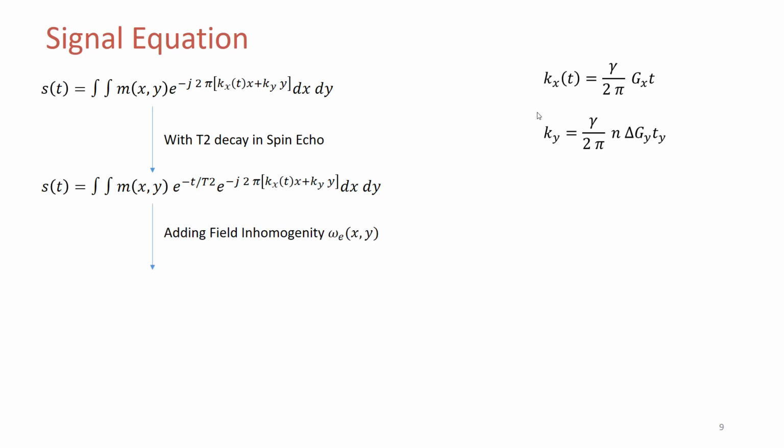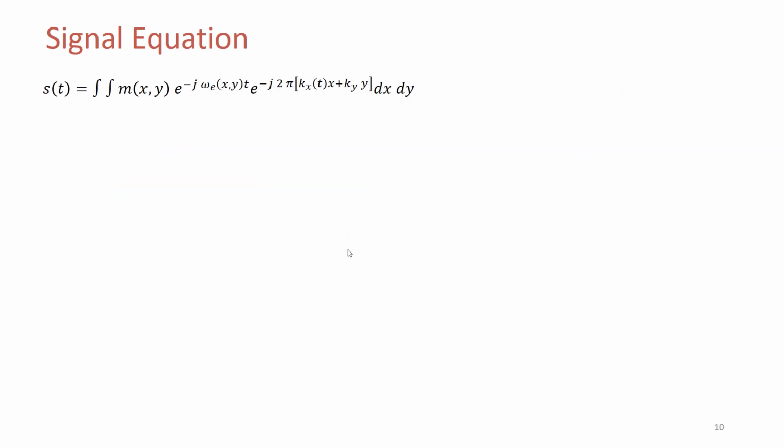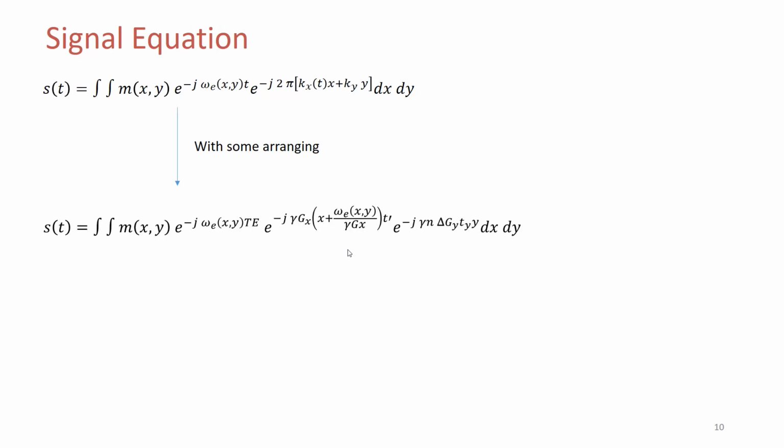Then we can add field inhomogeneity in a similar way. That is, there is an additional field with BE, and the corresponding frequency is omega E, and we can add it to the signal equation as such. Then we take the signal equation with inhomogeneity and do some rearrangements in it, which is actually we only rename time variable to t prime.